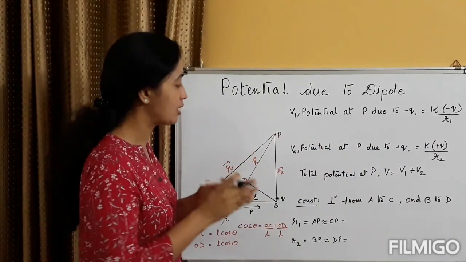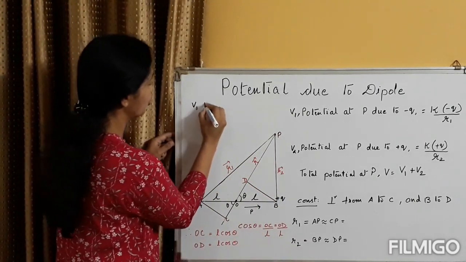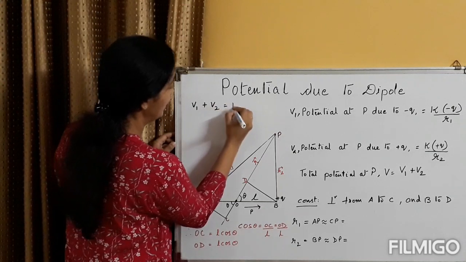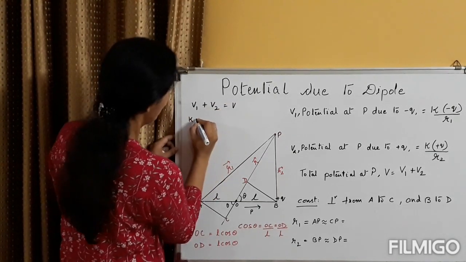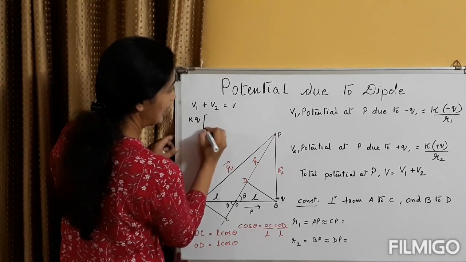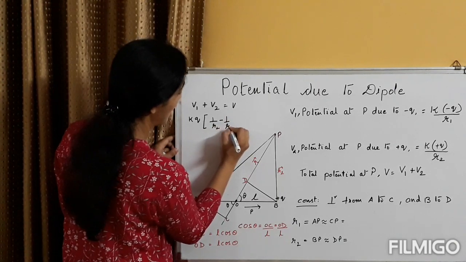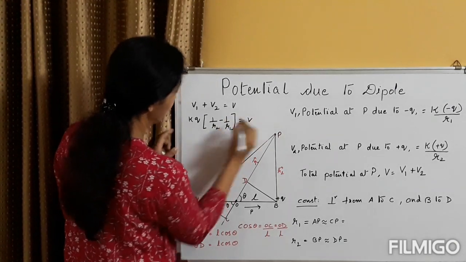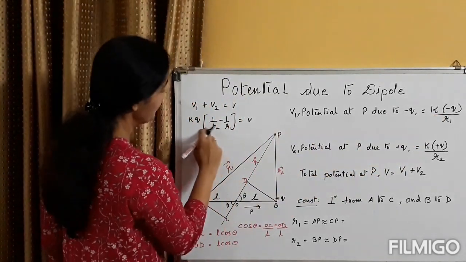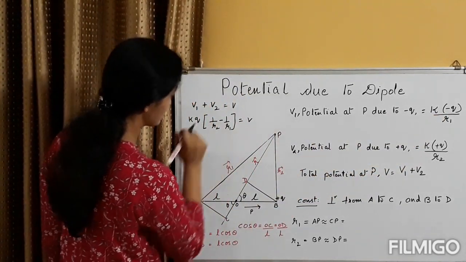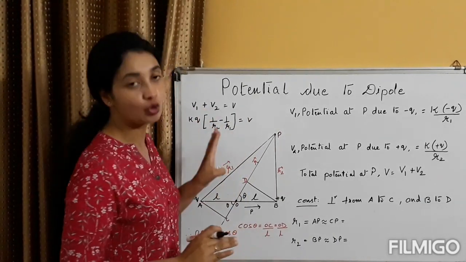Now further, if I take V1 plus V2, which is equal to V, then I write it like this: K common for both the terms, then q common, and then 1 by R2 minus 1 by R1. Fine, this is V. I have written it as K into minus q by R1 plus K into plus q by R2. Taking the common factors, you get this value of V. So we are done with the derivation in one way, in that we got the total potential.